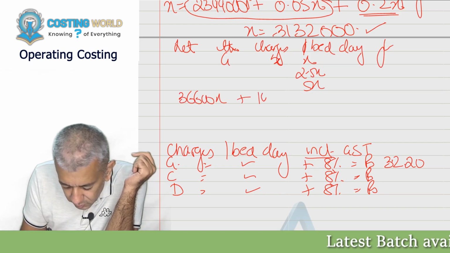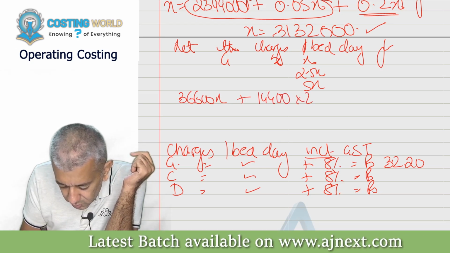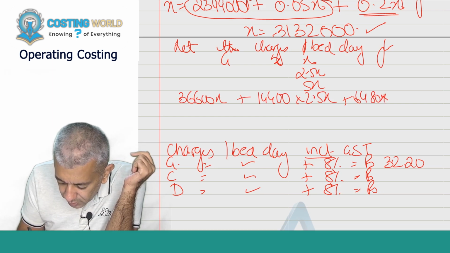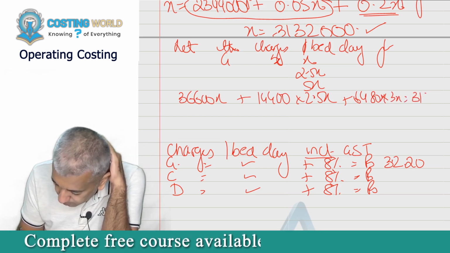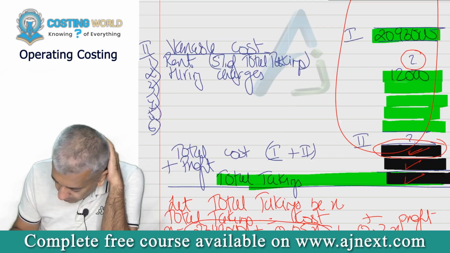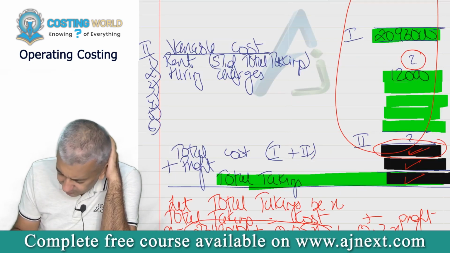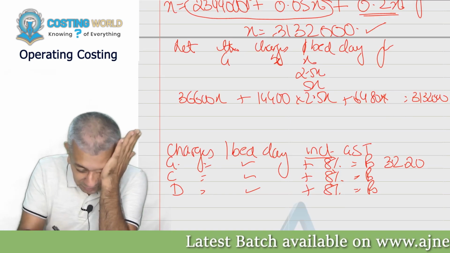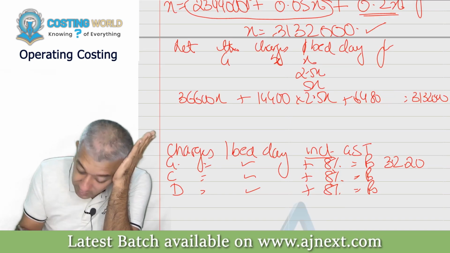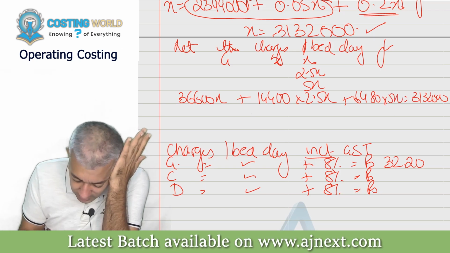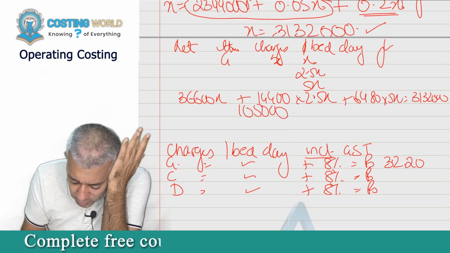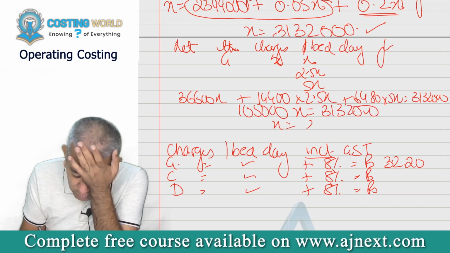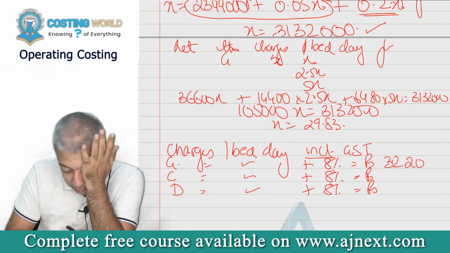So 36,600x plus 14,400 into 2.5x, 6480 into 3x is equal to 30, yeah, into 5x. This is 1,05,000, no, if I am not wrong. 31,32,000. X comes to 29.83 or what?